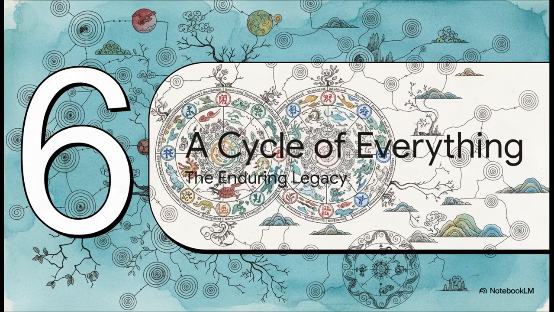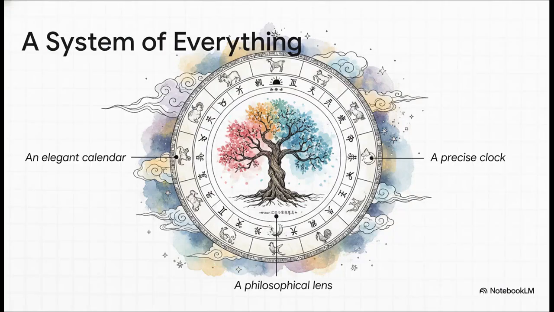So when you put it all together, you start to realize that the heavenly stems and earthly branches are so much more than an old calendar. They're a complete way of looking at the world, a philosophical lens for seeing the entire universe as one giant, interconnected system of natural, repeating patterns. It's really a system for everything. It's an elegant calendar, it's a precise clock, and it's a profound philosophy all wrapped up in one. It's a way to sync up human life with the rhythms of nature, connecting the smallest little sprout to the grand turning of the seasons.